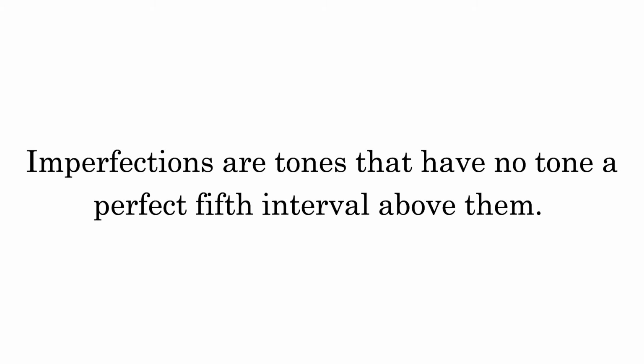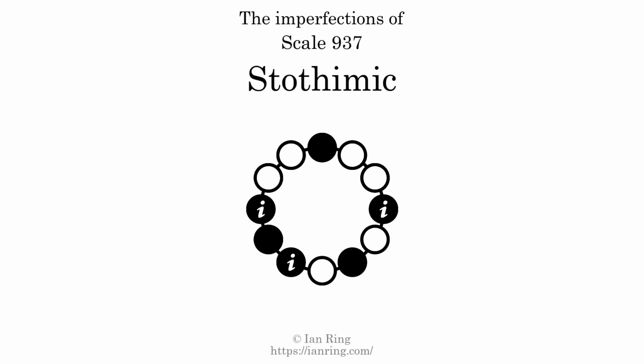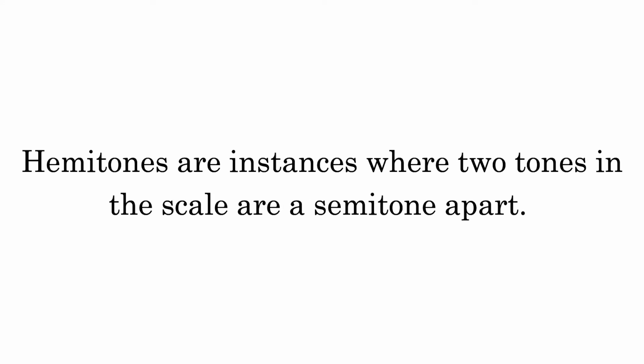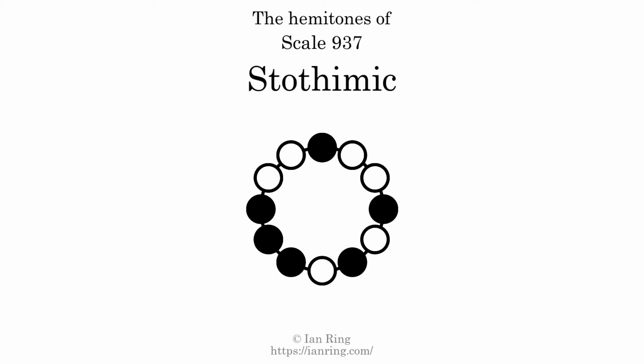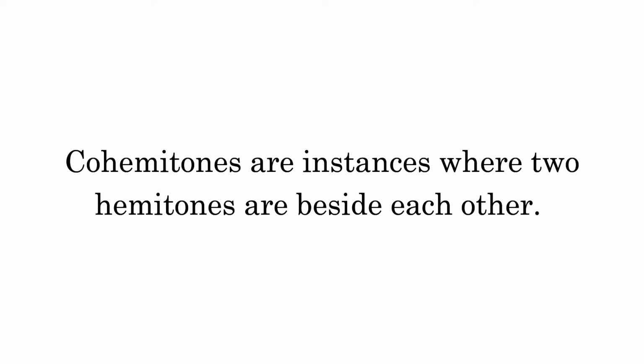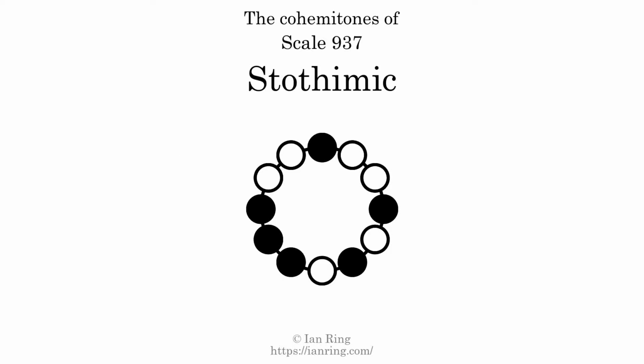Imperfections are tones that have no tone a perfect fifth interval above them. This scale has 3 imperfections. They are at positions here, here, and here. Hemitones are instances where 2 tones in the scale are a semitone apart. This scale has 2 hemitones. They are at positions here and here. Cohemitones are instances where 2 hemitones are beside each other. This scale has 1 cohemitone.